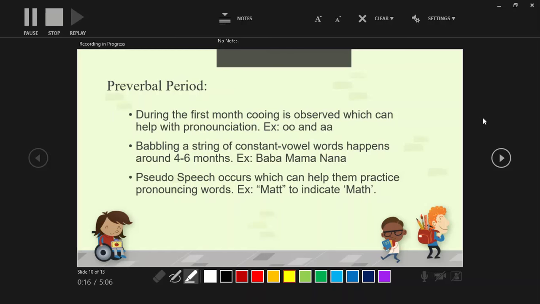Babbling, a string of consonant and vowel sounds, happens around 4 to 6 months. For example, babbling is the words baba, mama, nana, and dada. And the last form of the preverbal period is pseudo speech, which can help them practice pronouncing words, such as mat, to indicate math.